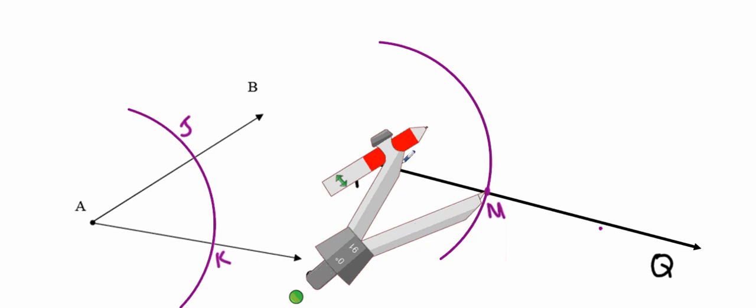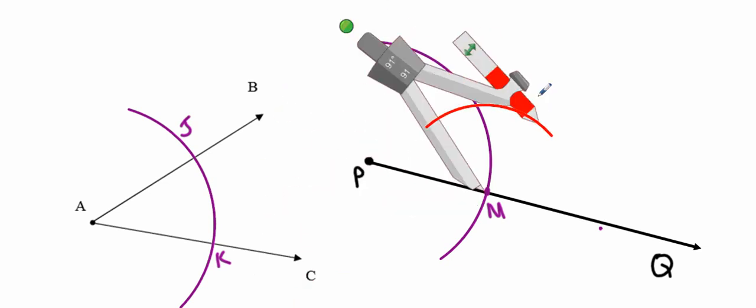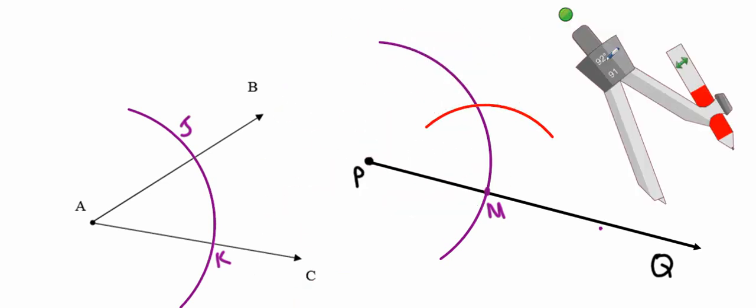And draw a second arc that intersects the one that's already there. And then the last step in this construction is to use your straight edge to connect vertex P to the point where your two arcs intersect. So that's kind of a long set of steps to follow.